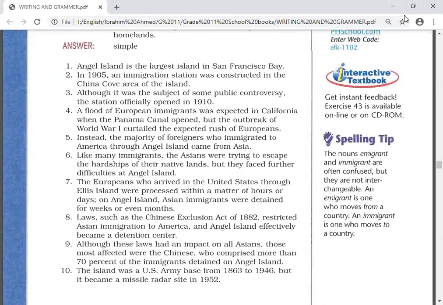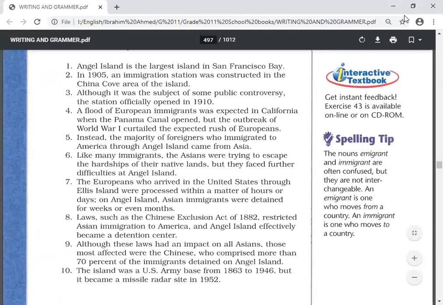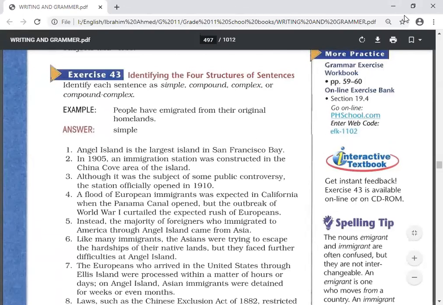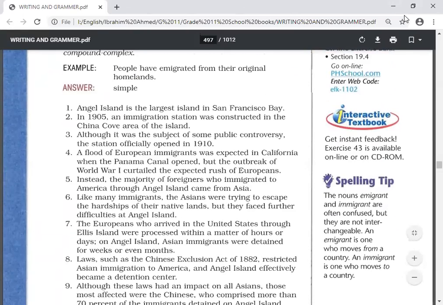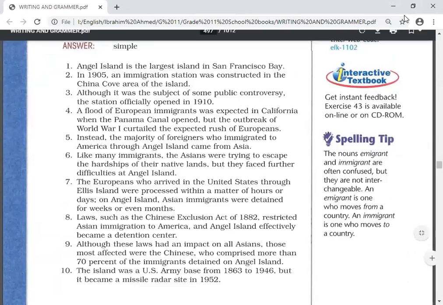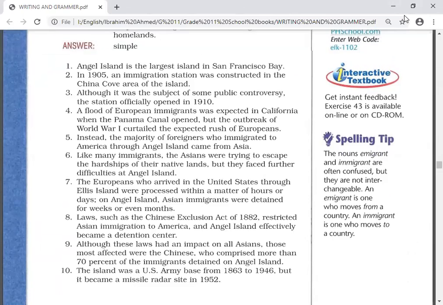Go through the exercise from 1 to 10. I'll give you 2 minutes. Make sure you write the answer. You need to write whether it's simple, compound, complex, or compound complex, and then I'll pick some people to give me the answers. Okay, start.